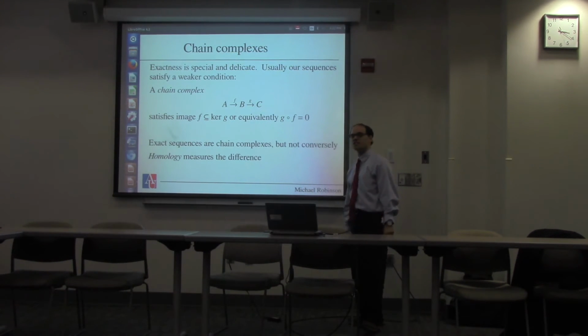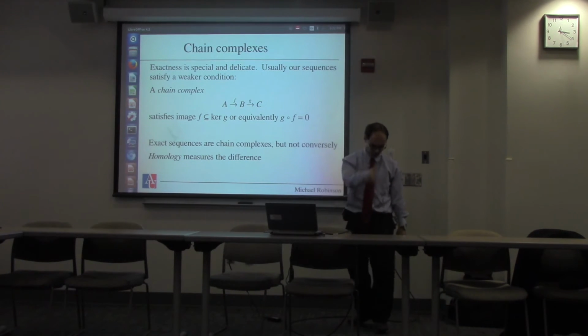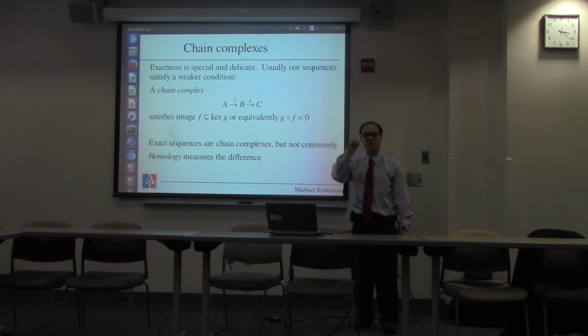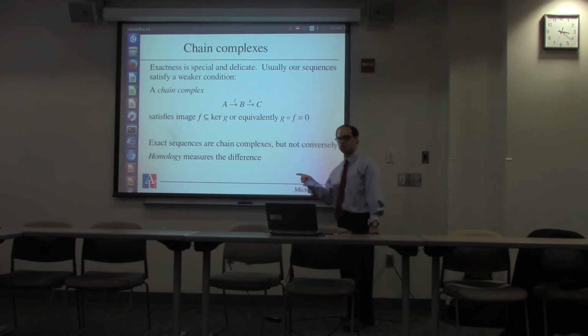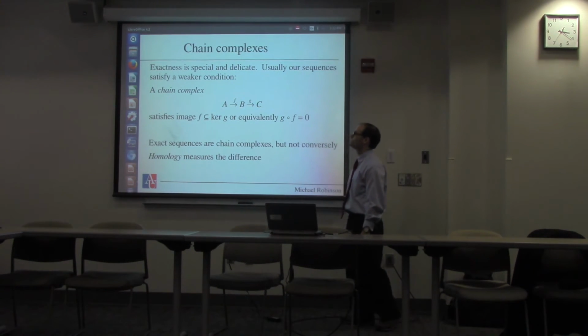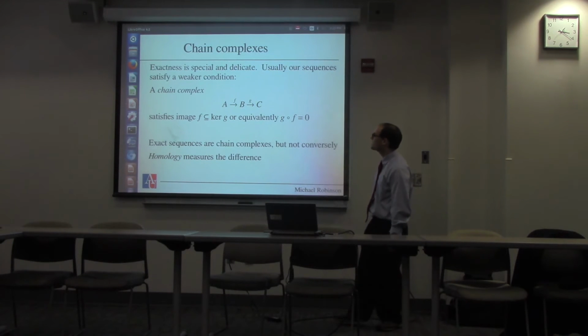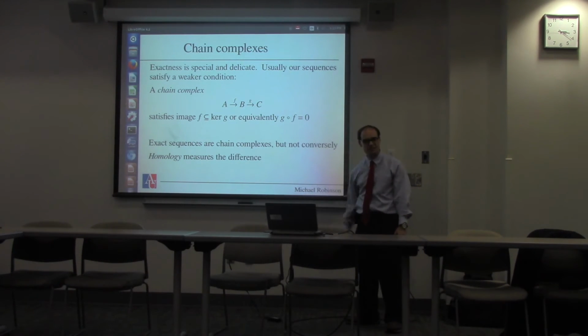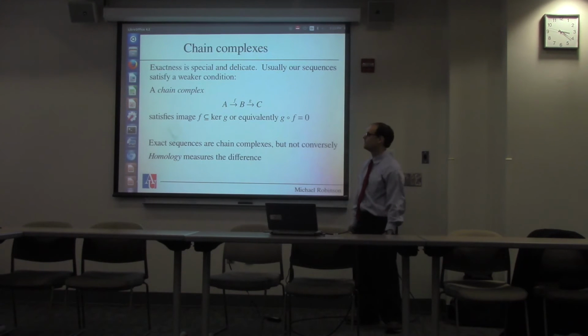So, easy way to identify a chain complex is if I compose two maps, one after the other, I get 0. That says that the image is a subspace of the kernel. A little more general, that's called a chain complex. Exact sequences are, of course, chain complexes, but not necessarily the other way around. And there's something called homology that computes the difference or the distance between an exact sequence and a chain complex.